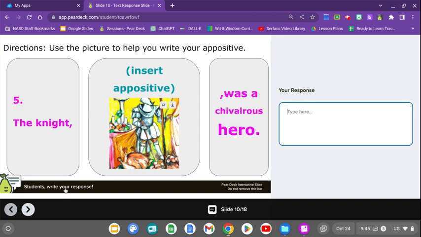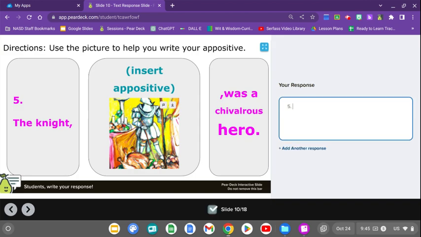Number 5. Looks like this one starts with the knight, comma, then we have space, comma, was a chivalrous hero. Please take the time now to write your appositive to go with this sentence and this picture. It looks like the knight's there. He's got a lance and a sword or something like that. And there's a big old turkey there with a weird amount of legs. All right, what's going on there? Add that little information as an appositive.